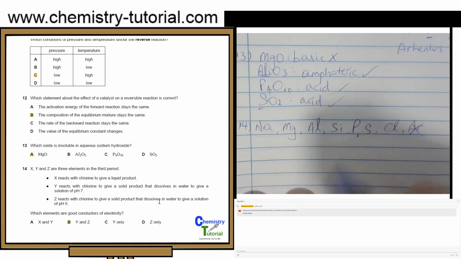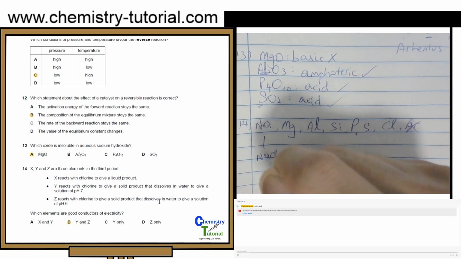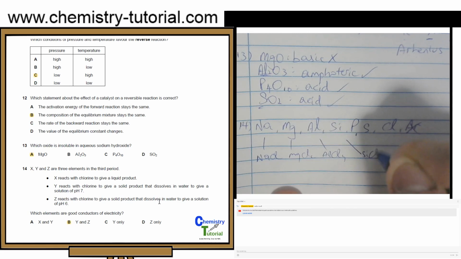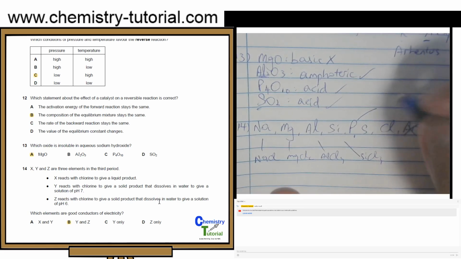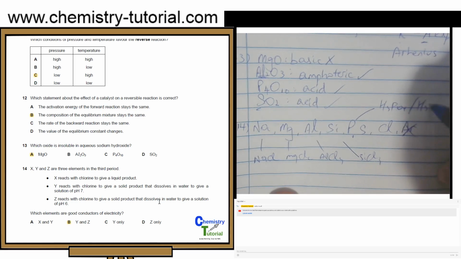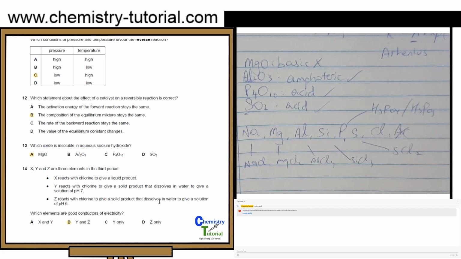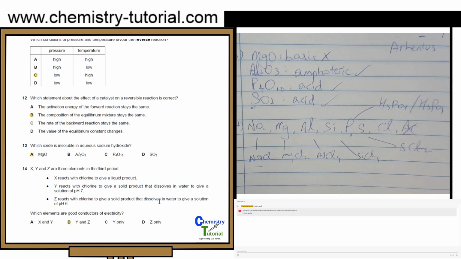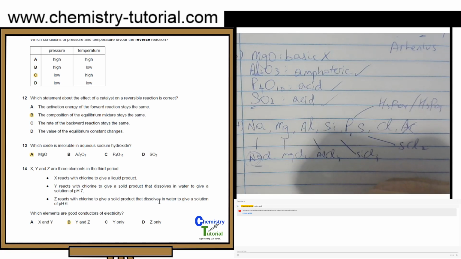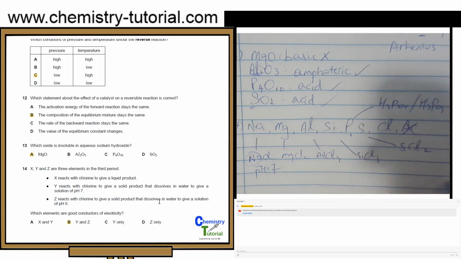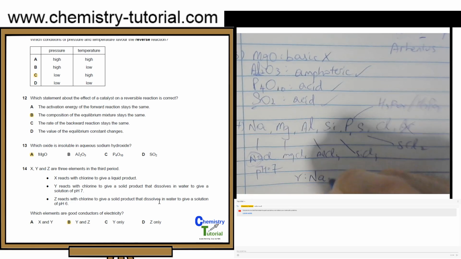Now, one thing to note, the giveaway clue is actually the second statement. Y reacts with chlorine to give a product that dissolves in water to give a pH 7. Now, NaCl, MgCl2, AlCl3, SiCl4. The phosphorus will give you things like H3PO4, H3PO3. Okay? Now, S will give you things like SCl2, etc. Now, sodium chloride is our table salt. So due to the low charge density of sodium ion, therefore, its pH is 7, which actually tells me that Y is sodium.